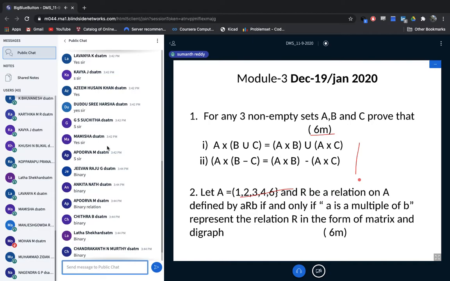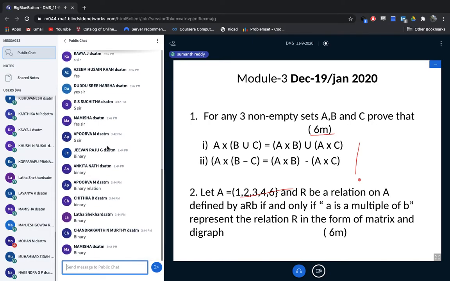He's asking you to represent the relation in the form of a matrix and also in the form of a diagram. Actually, he's asking 3 things here. You have to represent the relation in the form of a matrix and digraph. Prior to that, first of all, you should write all the ordered pairs. For the 3 things he has given just 6 marks. He would have given at least 8 marks, anyhow, fine. But easily you can score the marks here.